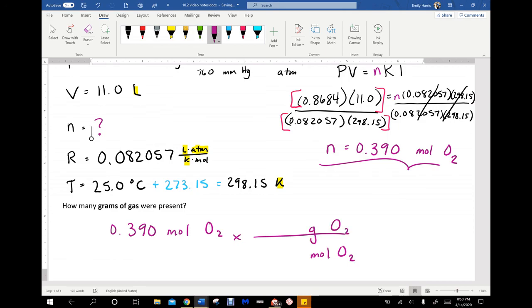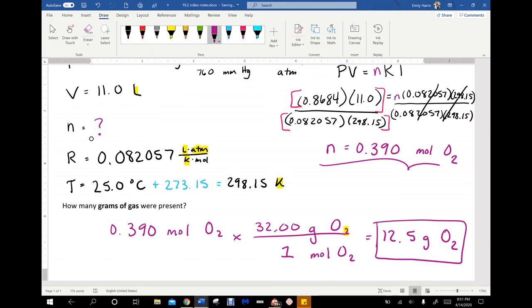We'll go to our periodic table and see that oxygen has a molar mass of 16. However, there are 2 oxygen atoms, so we'll do 16 times 2, which is 32 grams, and the molar mass is always recorded per 1 mole. So we'll start and do 0.390 times 32. That gets us 12.5 grams of oxygen. All right, and there we go.